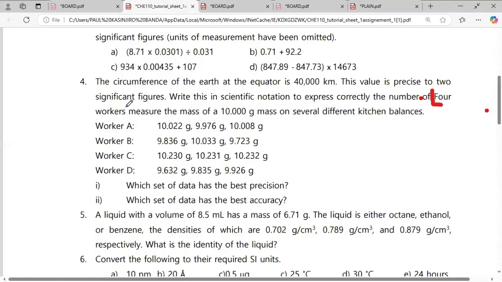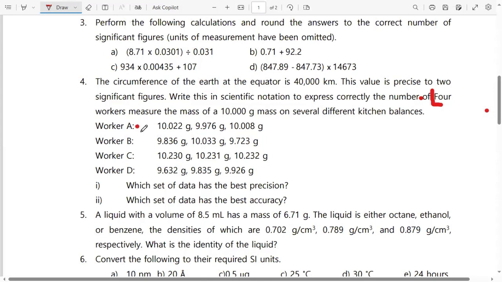Okay, so the question starts from here. They're saying 4 workers, which is worker A, B, and C and D. Measure the mass of a 10.00 gram mass on several different kitchen balances.